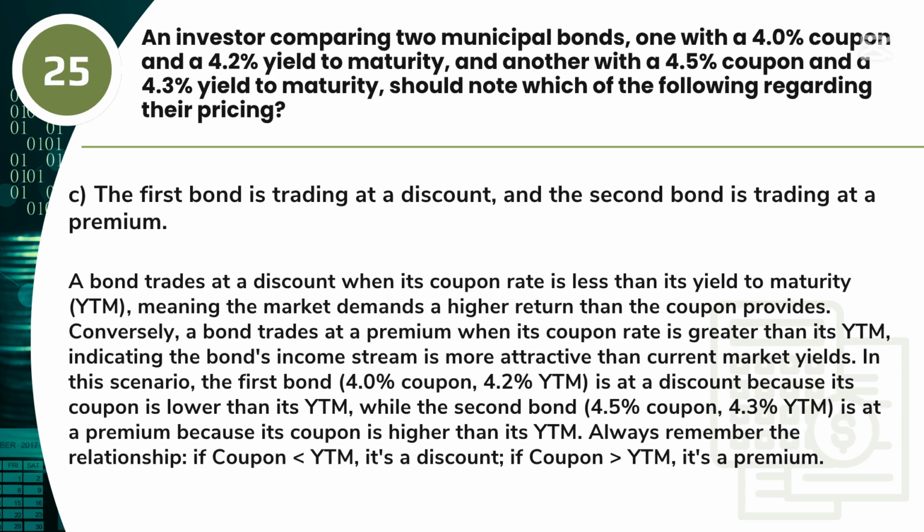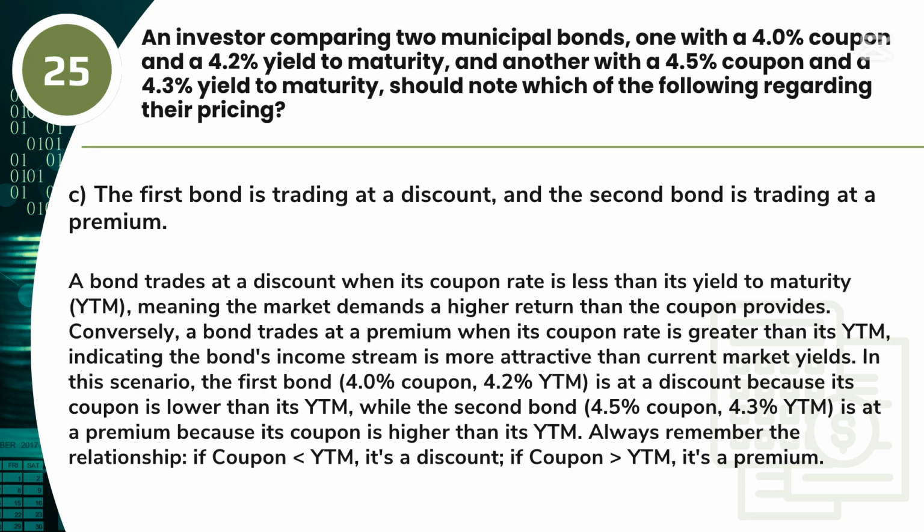Answer: C. The first bond is trading at a discount, and the second bond is trading at a premium. A bond trades at a discount when its coupon rate is less than its yield to maturity, YTM, meaning the market demands a higher return than the coupon provides. Conversely, a bond trades at a premium when its coupon rate is greater than its YTM, indicating the bond's income stream is more attractive than current market yields.